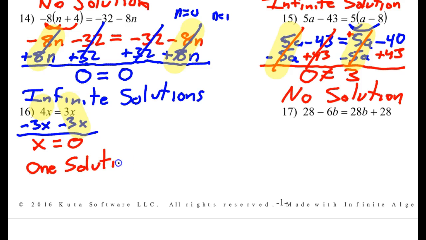So, if you have a variable left over at the end, you have an answer. A variable is your answer. Do not cancel out both sides. And you'll see the same thing on 17. We start off with 28b, adding that to both sides, and subtracting 28 from both sides.